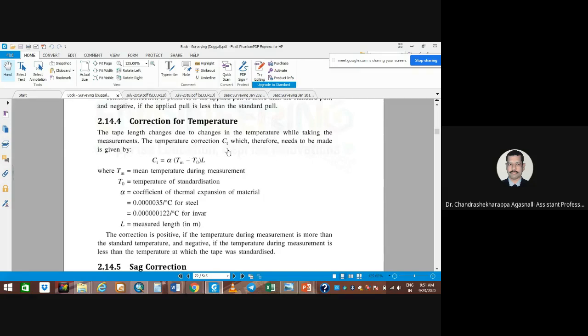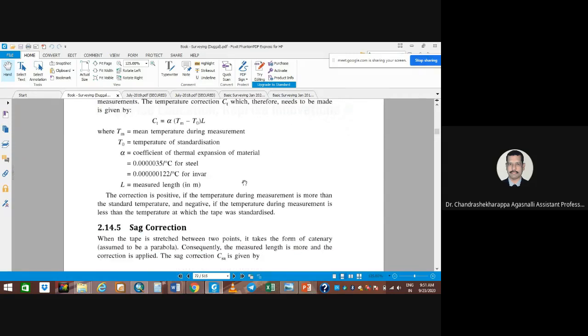So that's what the things here. The temperature correction Ct needs to be given. Ct is equal to alpha (Tm minus T0) multiplied with the L. Tm is the mean temperature during the measurement. T0 is the standardized temperature, the temperature of standardization. Alpha is the coefficient of the thermal expansion of the material, either it may be a steel tape or a nylon one, whatever you are using there. So L is the length.